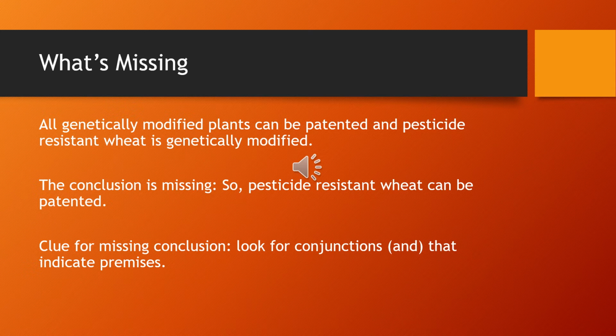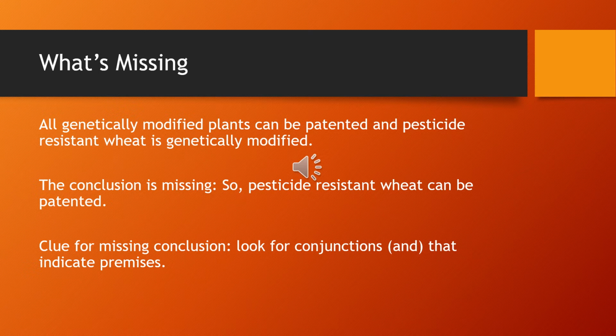So how did I know that the conclusion was missing here? Well, one thing I noticed is that the incomplete argument that was given presented two statements linked together with a conjunction. In this case, the word is and. The one statement is all genetically modified plants can be patented, and there's the conjunction, pesticide-resistant wheat is genetically modified.